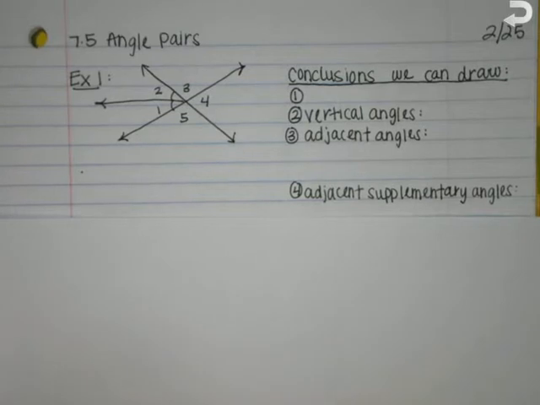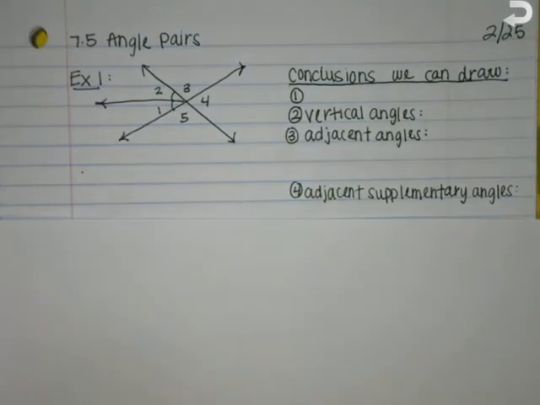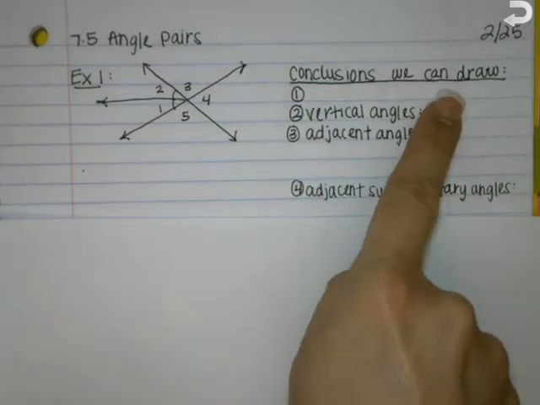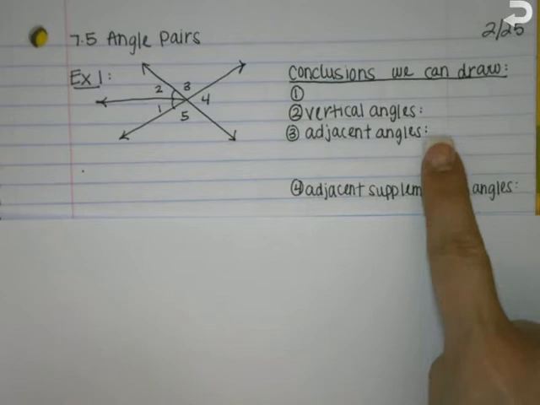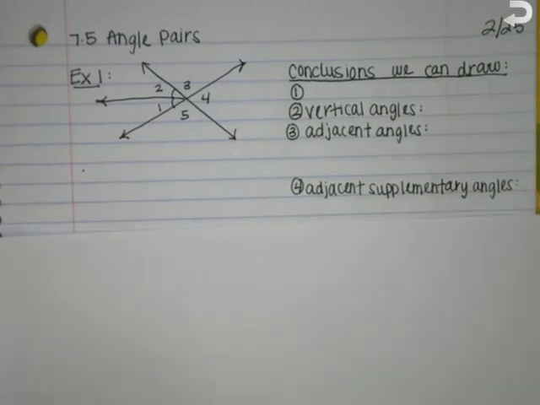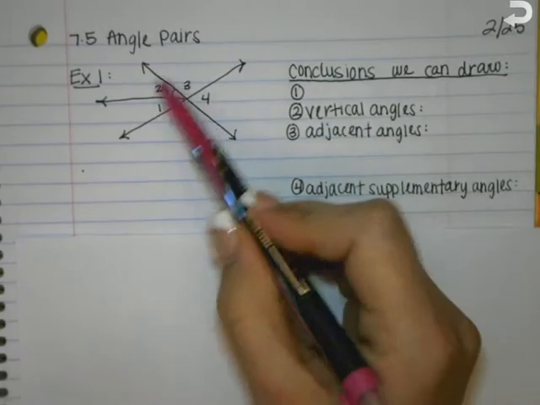So 7.5, we're starting with an example. So I give you this figure, just do the best you can, and we're going to draw a couple conclusions from it. Okay? So we have one conclusion that we can make right off the bat. We're going to list the vertical angles, we're going to list the adjacent angles, and we're going to list the adjacent supplementary angles. So I have this figure here, and there's 5 angles.